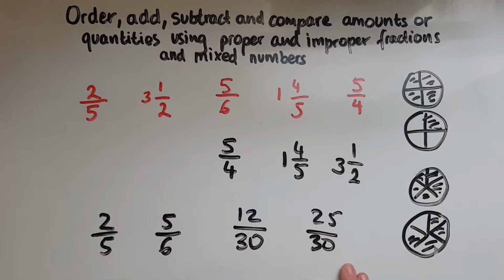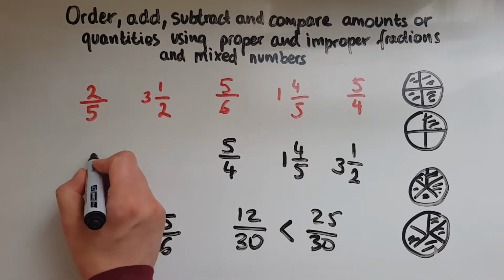Now it's very clear which one is the bigger one because they've got the same denominator. So this is 12 out of 30 and this is 25 out of 30. So 25 out of 30 is definitely bigger. So I'll place them in order here. So 12 out of 30, that was 2/5.